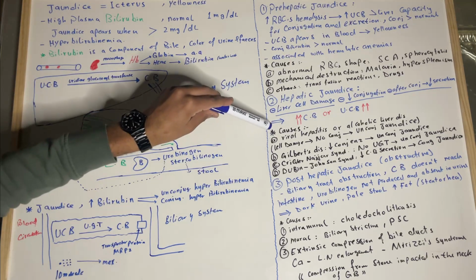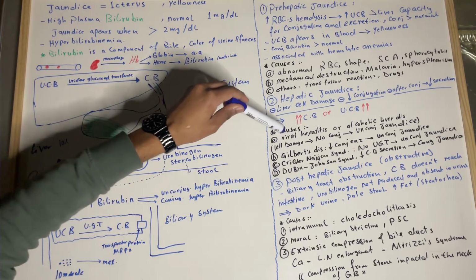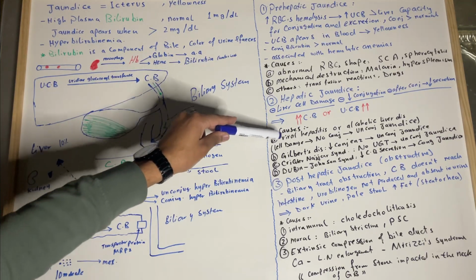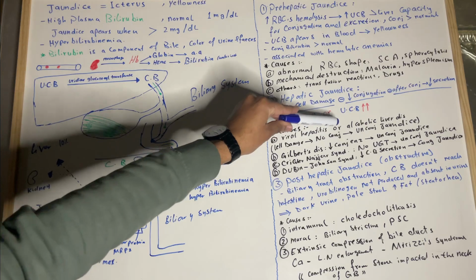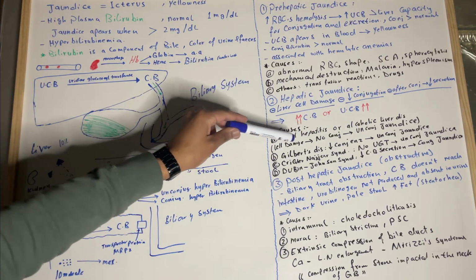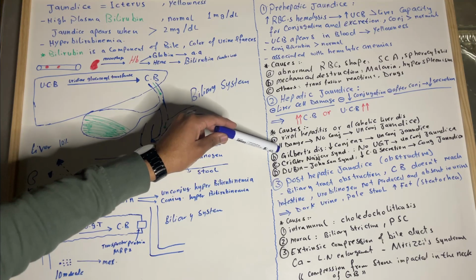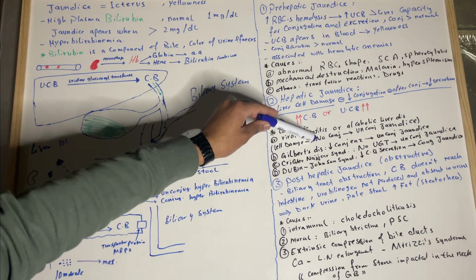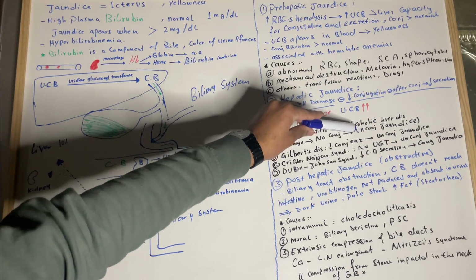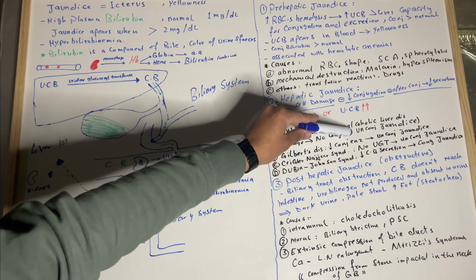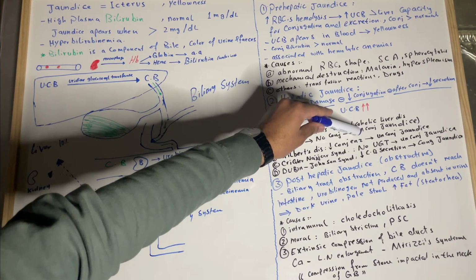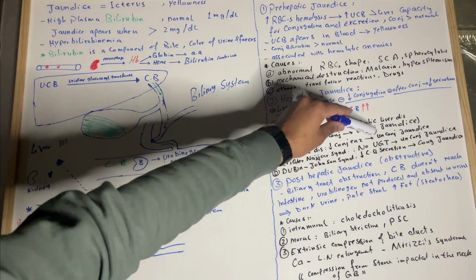And the causes of hepatic jaundice, for example, we have viral hepatitis, or alcoholic liver disease. In this state, we have cell damage. So there is failure of conjugation, no conjugation. This leads to increase of unconjugated bilirubin. In this state, we have unconjugated hyperbilirubinemia or unconjugated jaundice.